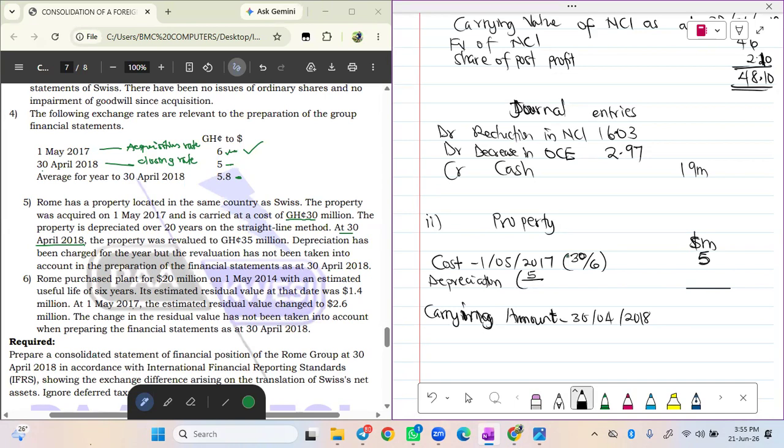Over the useful life of the asset, we said it is 20 years. It was not having any residual value. We said we are calculating just for 1 year. So what will be the depreciation for this? 0.25. All right. So the carrying amount will be 4.75, right?